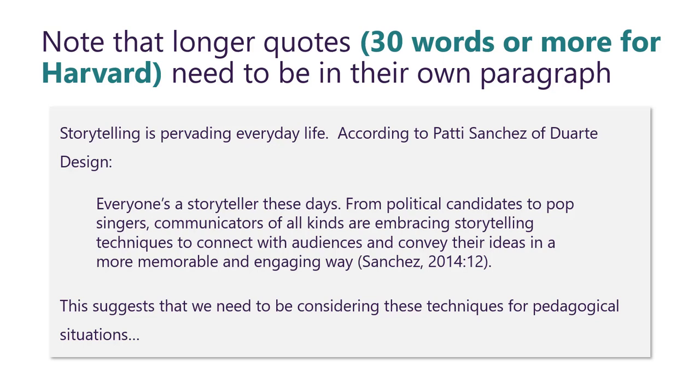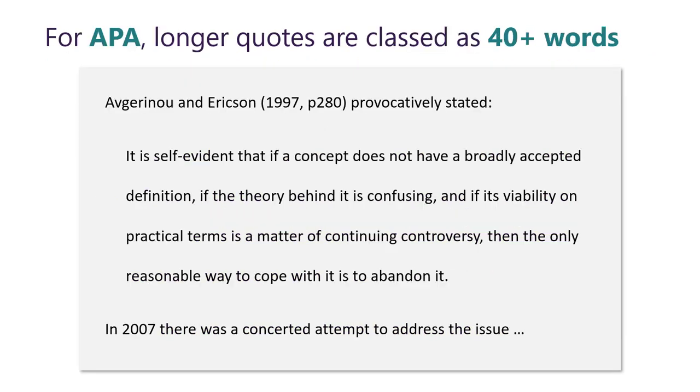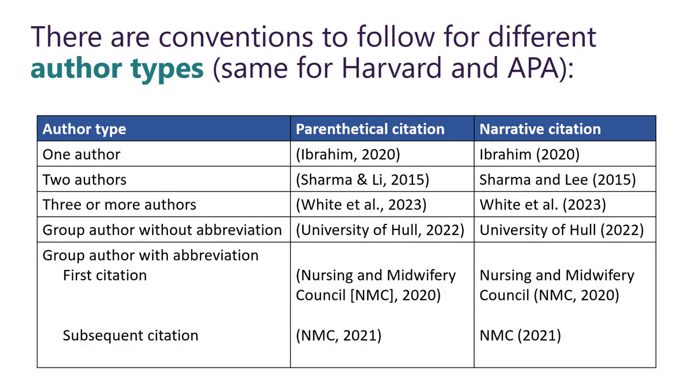Instead, you'd put it in a separate paragraph which is indented by 1 centimetre from both sides. You should also put it in single line spacing, whilst the rest of your document should be in 1.5 line spacing. With APA, longer quotes are 40 words or more, and the indented paragraph is not put into single line spacing, but keeps the same double line spacing that is expected of the rest of the document.